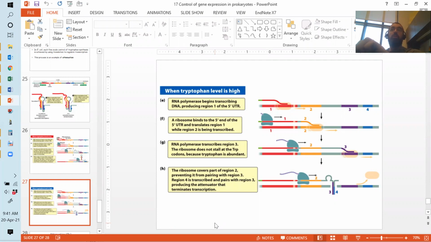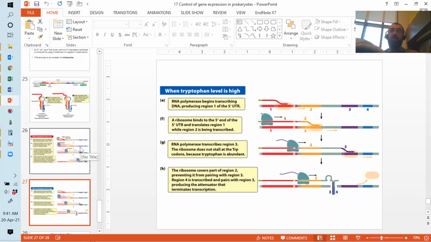Now, this is also a probability deal, right? Because at, let's say, intermediate levels of tryptophan, maybe there will be enough trp tRNA around for the ribosome to proceed into region 2. Maybe there won't. So it's kind of like, ooh, this time maybe we'll get transcription. Ooh, this time maybe we won't, right? So you get that kind of in-between level.